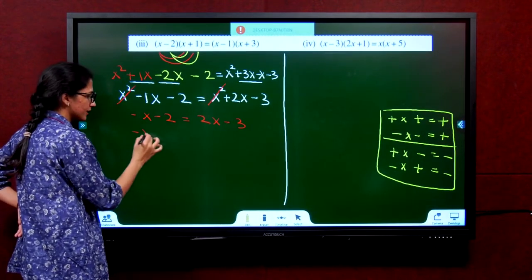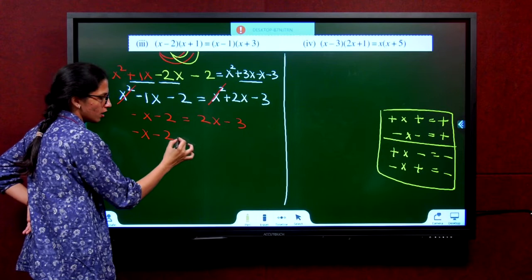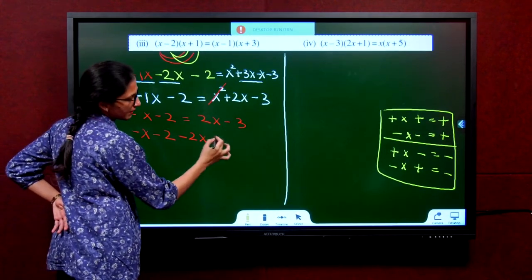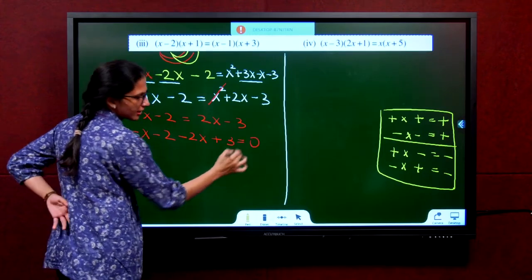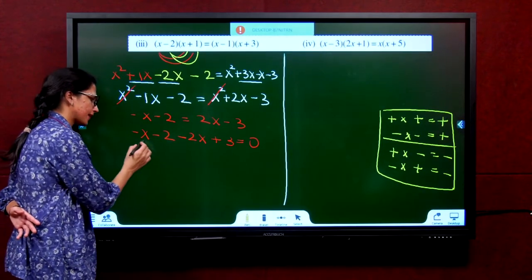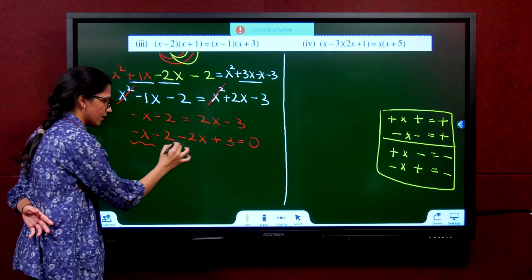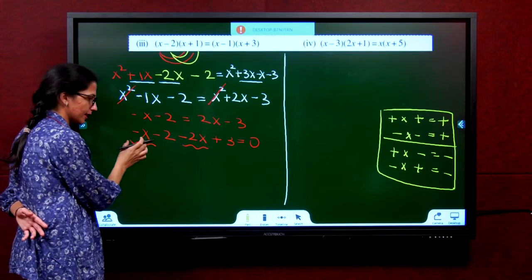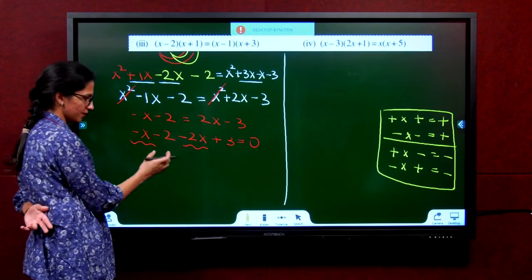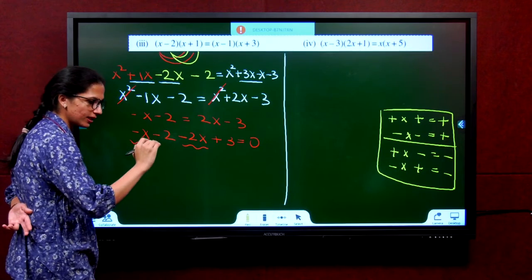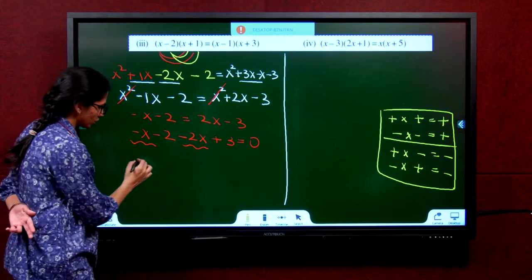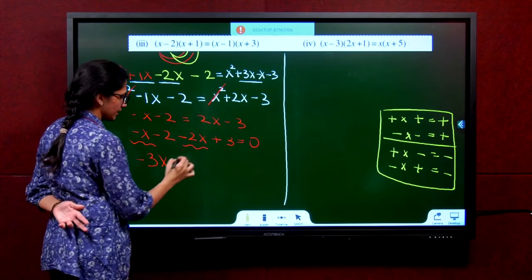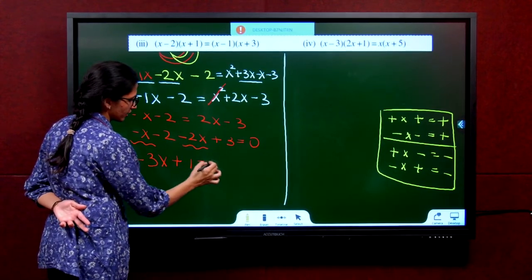Bring all terms on one side. Minus x minus 2. 2x comes this side and becomes minus 2x. Minus 3 comes this side and becomes plus 3 is equal to 0. Minus x minus 2x. What do we do? Both of them are the same sign. So first minus 1 minus 2. So it becomes minus 3x minus 2 plus 3, plus 1 equals 0.